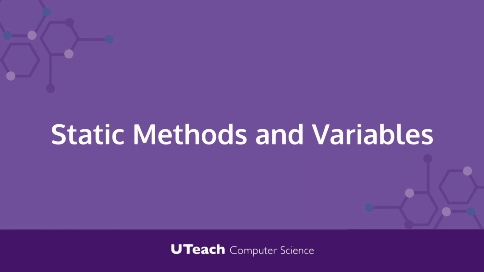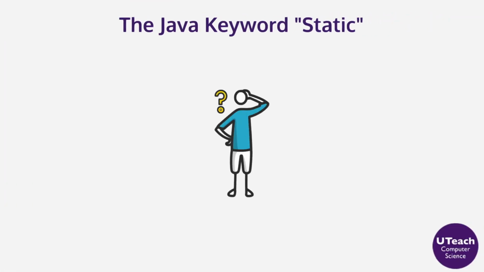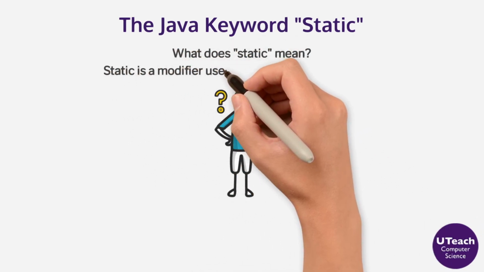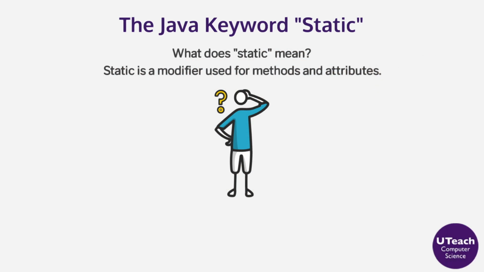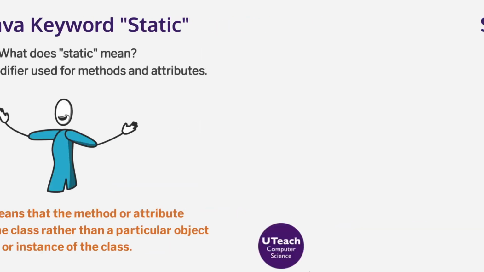Static methods and variables. By now, you've seen the Java keyword static, but what does it mean? Static is a modifier used for methods and attributes. When you see the word static in a method heading or an attribute declaration, static means that the method or attribute belongs to the class rather than a particular object or instance of the class.